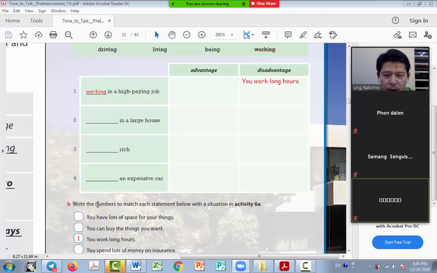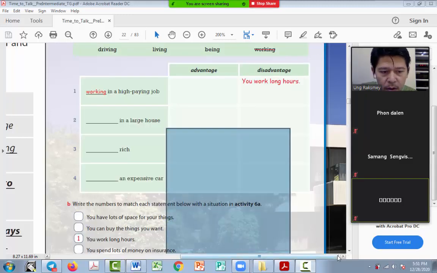Write the numbers to match each statement below with a situation in activity 6A. For example, number one, working in a high paying job. The disadvantage is you work long hours.